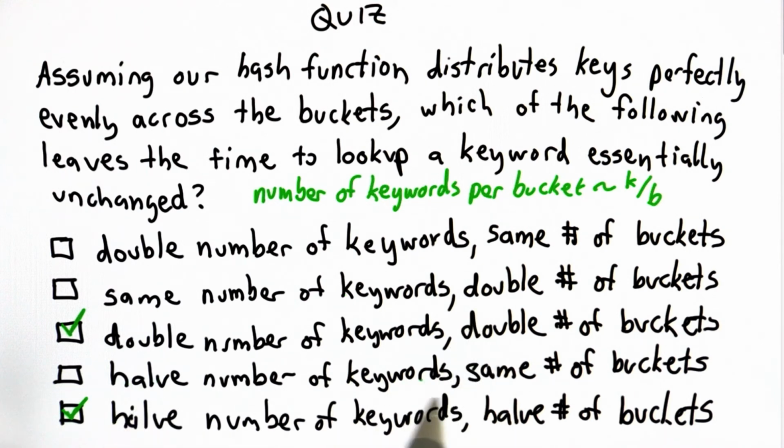If we halve the number of keywords while keeping the same number of buckets, that has essentially the same effect. The average number of keywords per bucket will be half what it was before, so the expected lookup time will be about half what it was. And finally, if we change both, that's going to keep the ratio the same, so the expected lookup time will be about the same. So that's why these two are the correct answers: those are expected to leave the lookup time essentially unchanged.